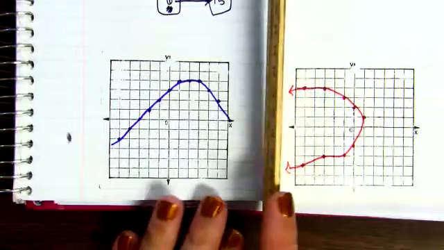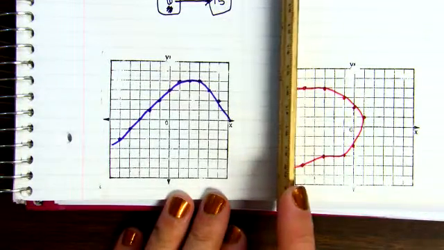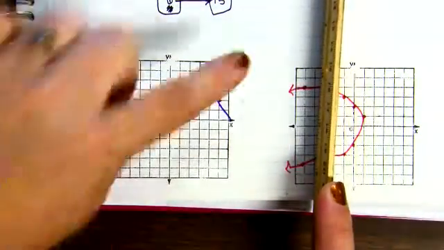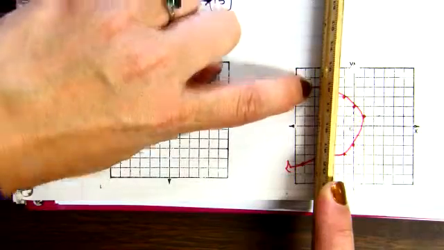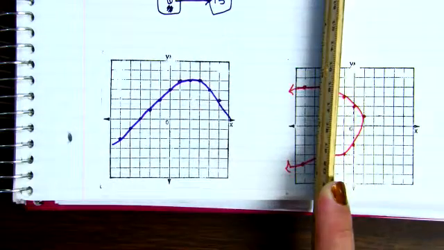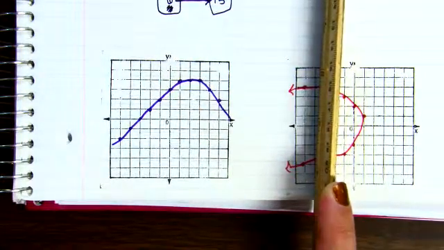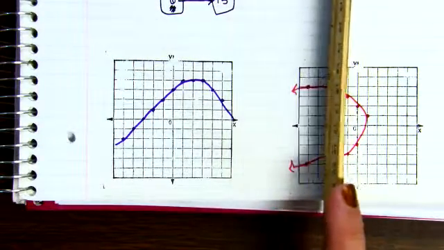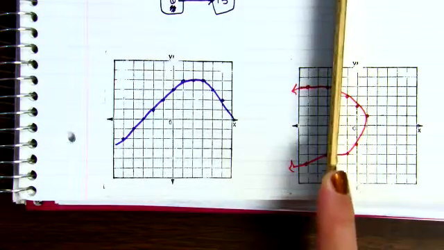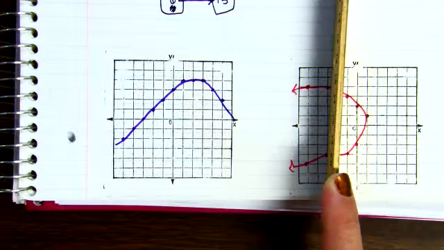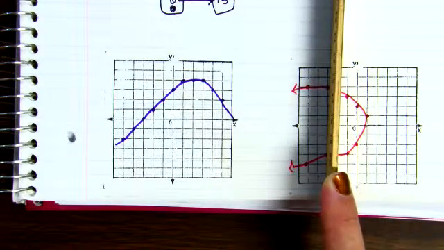But if I look at my red graph, as I take my vertical line, you'll see like right here, I'm intersecting up here, and I'm intersecting down here. I'm intersecting in more than one place. So if at any point on your graph, your ruler hits more than one spot on the graph, then you have just a relation. It's not a function.